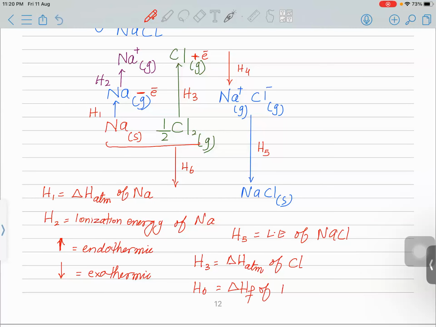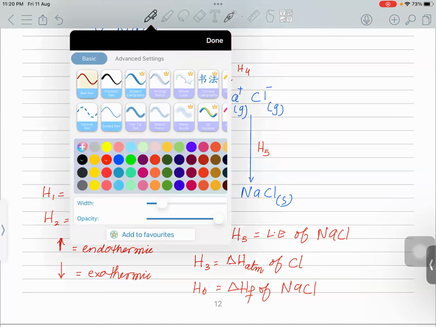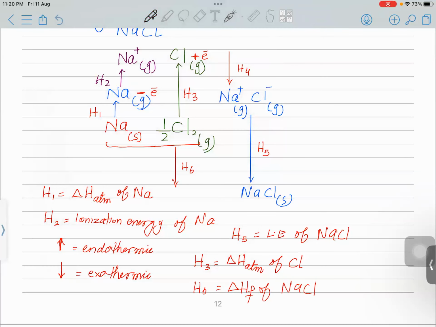So this is called delta H formation of NaCl. Now the question is how can we use this cycle to find lattice energy? Now you have to memorize two things. First thing is that delta HF is equal to the sum of all enthalpies.